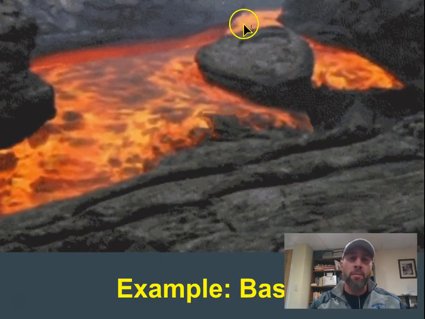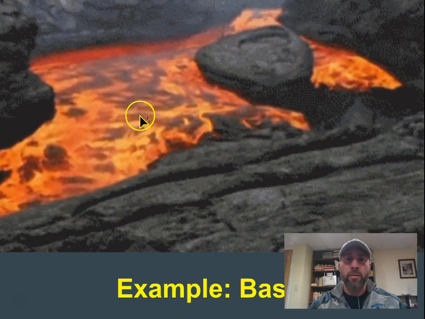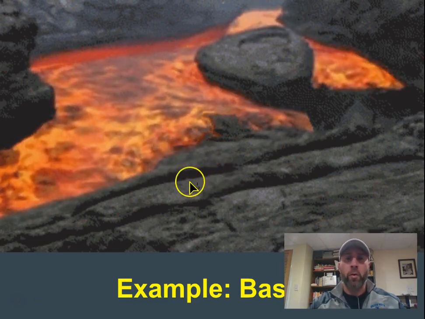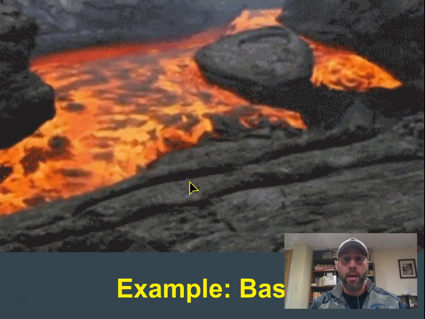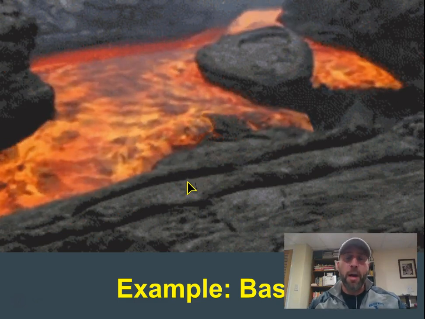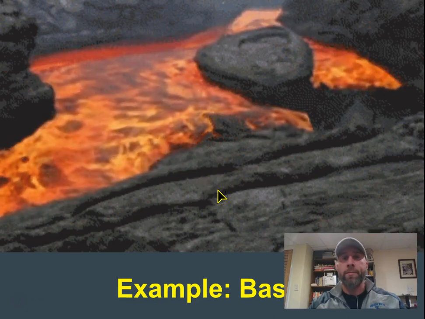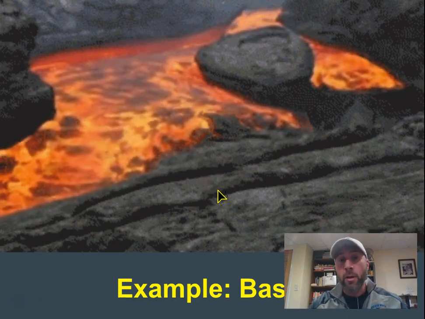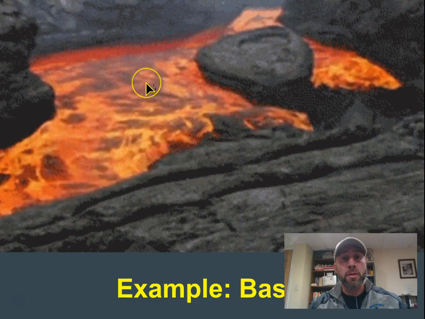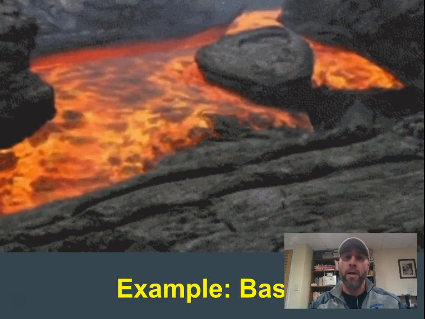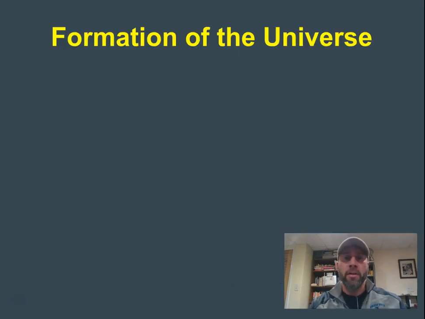Magma in Hawaii flows out and it's very runny and it cools off and it forms basalt with a specific chemical composition. So if we can find this basalt from 300 million years ago, we're going to say that it forms the same way as it forms now. And that's basically what Uniformitarianism is talking about.